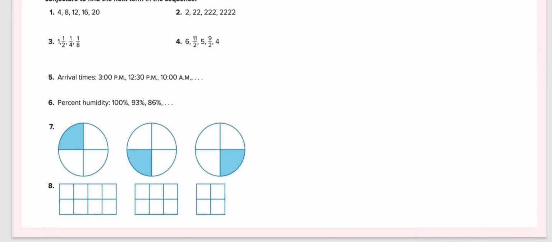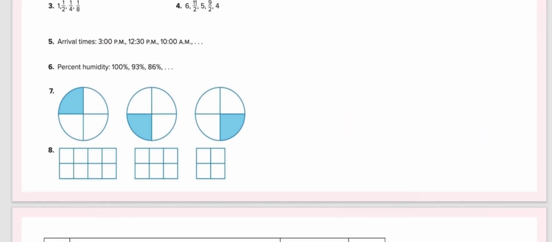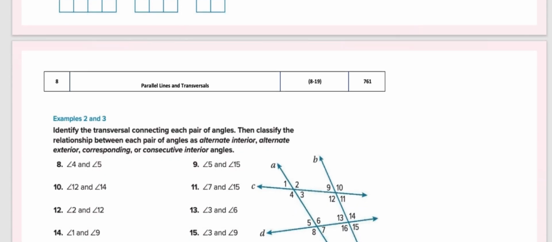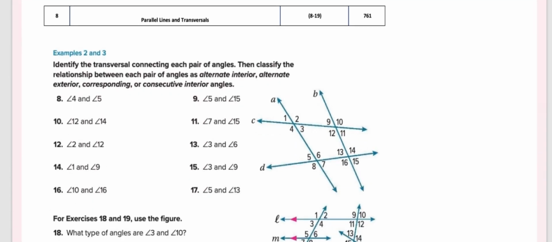Let me move to question number 8. Again, every time they are decreasing by 2 boxes. In the beginning it has 8 boxes, 8 minus 2 leaves 6 boxes, 6 minus 2 leaves 4 boxes. Next will be 2 boxes only.